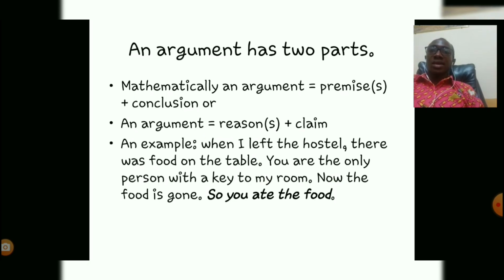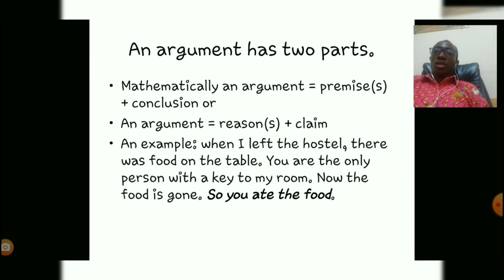Now, let's look at an example of an argument. When I left the hostel, there was food on the table. You are the only person with a key to my room. Now the food is gone. Oh. So you ate the food. Yes, you, the one looking at me, you ate the food.